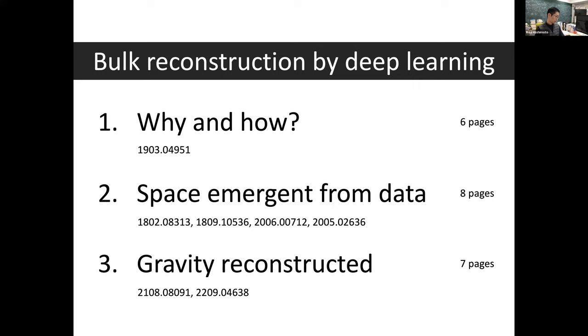Using this emergent spacetime, which is obtained from machine learning with the QCD data, in section three I will construct the gravity action itself. So this completes the program of finding a nice gravity model out of QCD data by using machine learning. So let me start with section one, why and how.